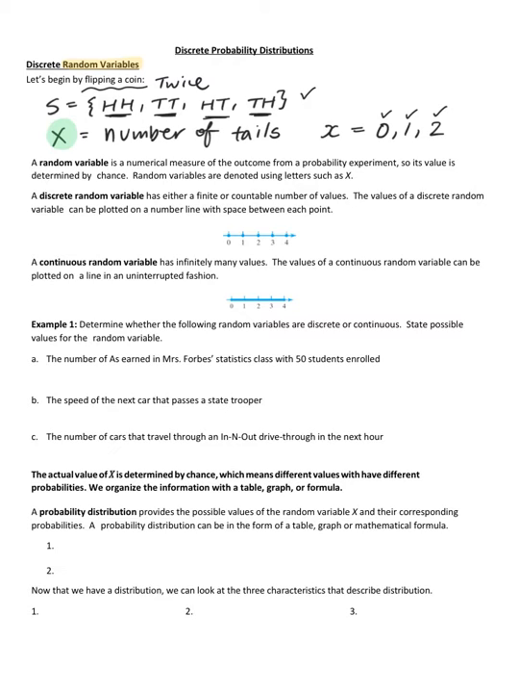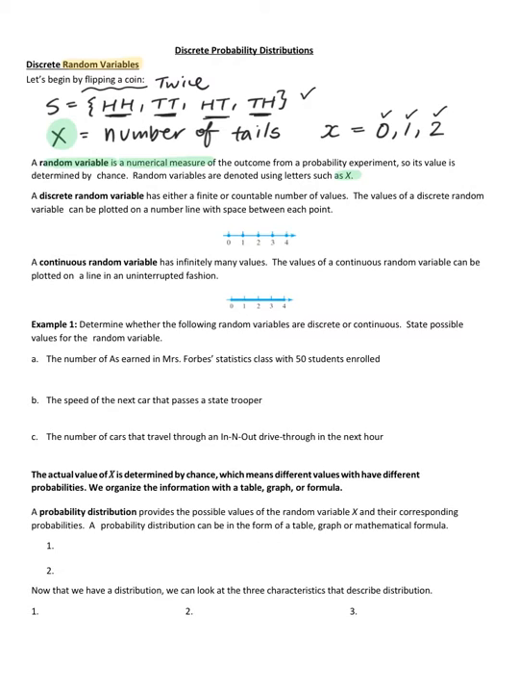If the outcome of a probability experiment is a numerical result, then we say that outcome is a random variable. So let's read the definition. A random variable is an important numerical measure of the outcome from a probability experiment, so its value is determined by chance. Random variables are denoted using letters such as capital X. In our coin flipping example, the random variable X is the number of tails in 2 flips of a coin, and the possible values of the random variable X are 0, 1, and 2.